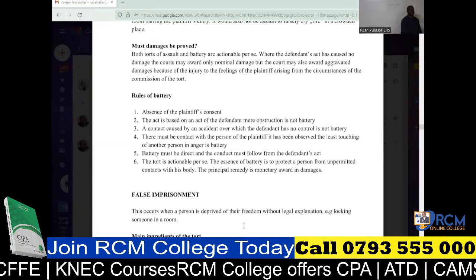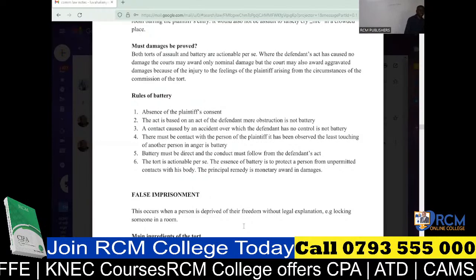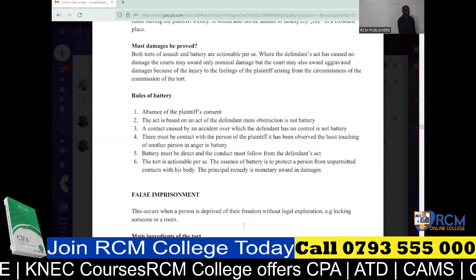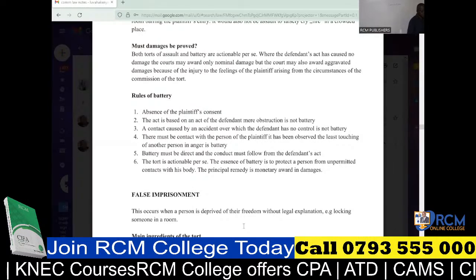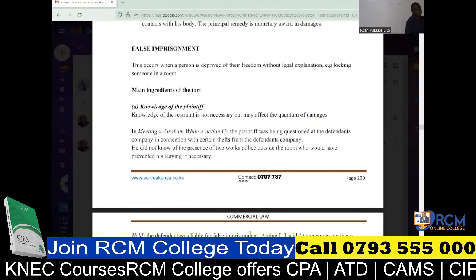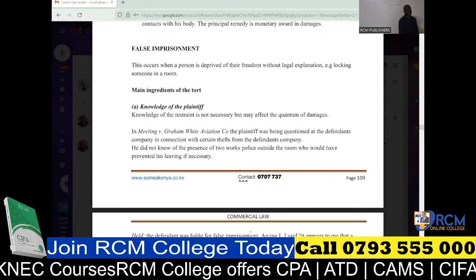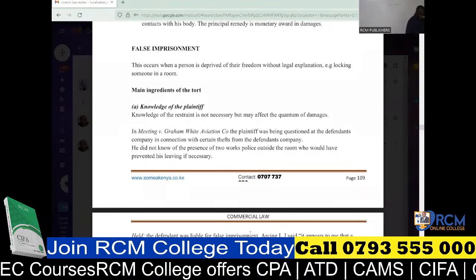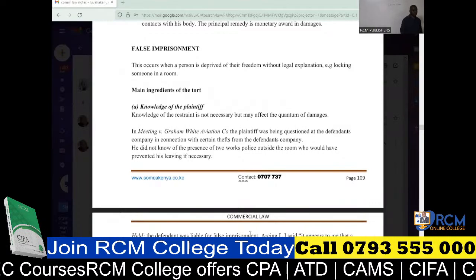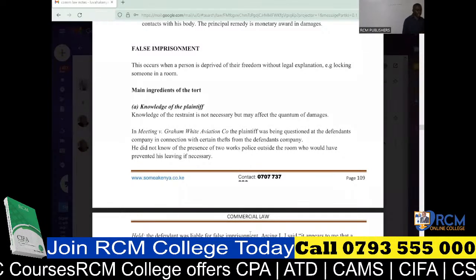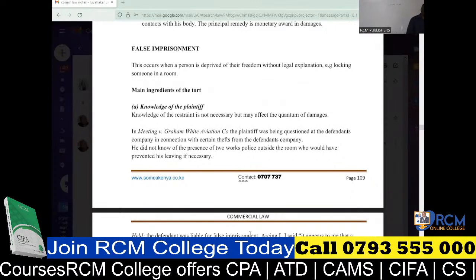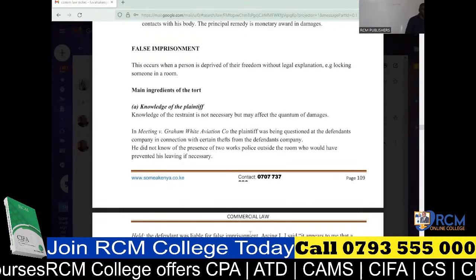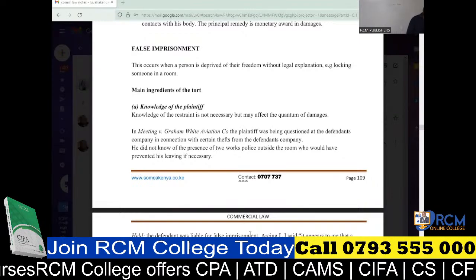It occurs when a person is deprived of their freedom without legal explanation, e.g. locking someone in a room without his authority. So what are the main elements, the main ingredients of this tort? Knowledge of the plaintiff. Knowledge of the restraint is not necessary, but may affect the quantum of damages. They have used a case law there to explain that point. In that case, the plaintiff was being questioned at the defendant's company in connection with certain thefts from the defendant's company. He did not know of the presence of two police outside the room who would have prevented his leaving if necessary.